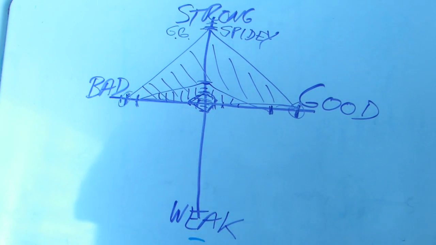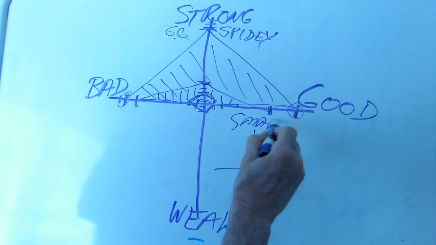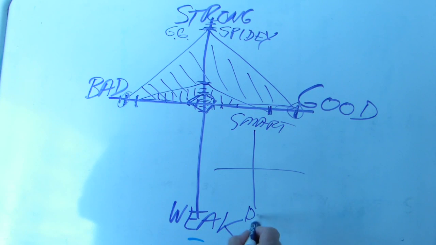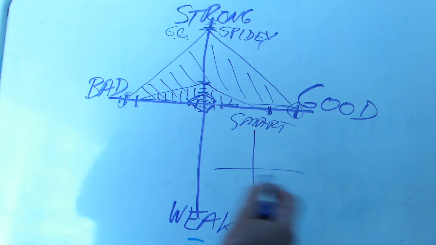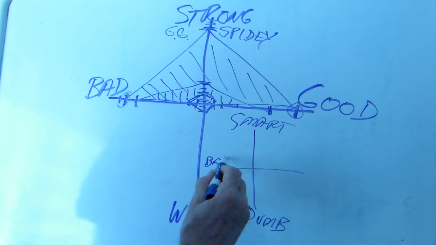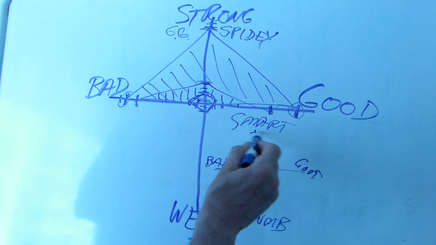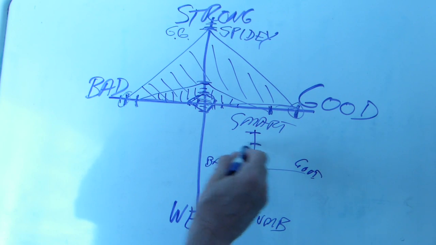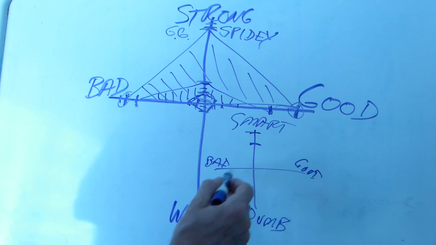Now you could throw another axis in here. One might be smart, dumb, and we might throw in, well, it could be bad and good again. It depends on how you want to look at this. Just to give you an example, Hannibal Lecter is extremely smart. Clarice Starling is not as smart as him. So Hannibal Lecter has an advantage.